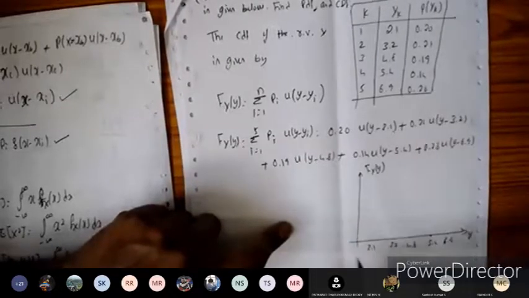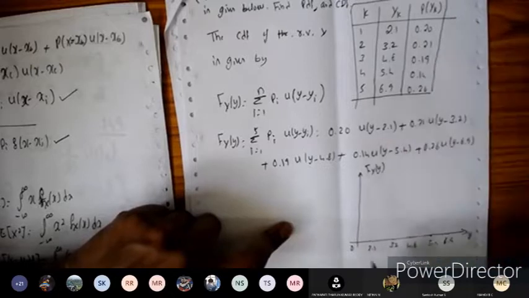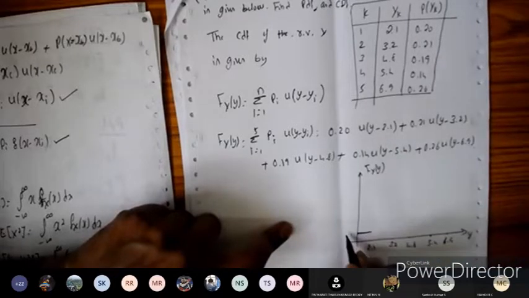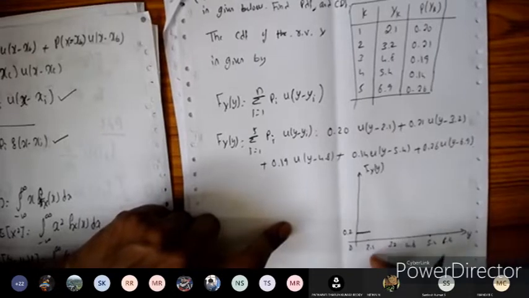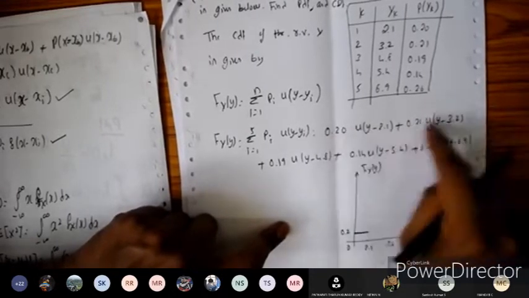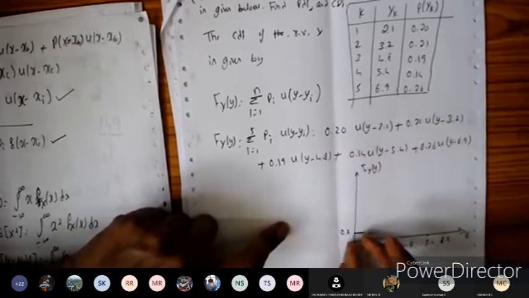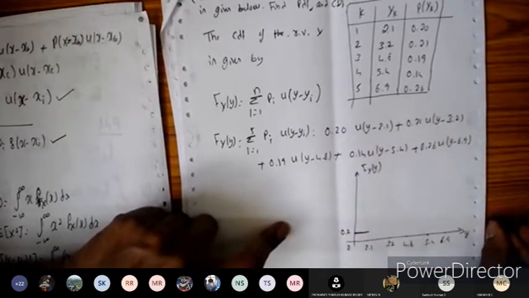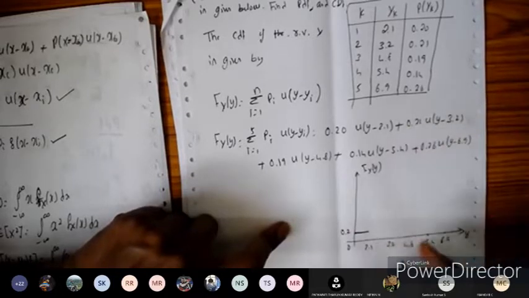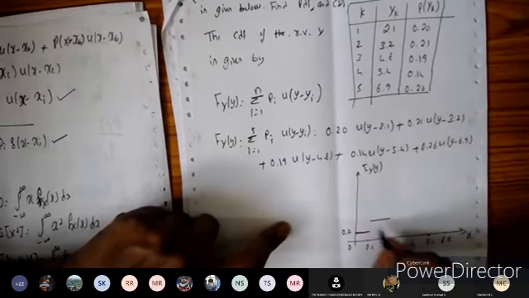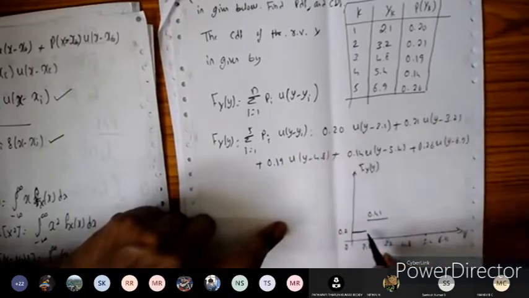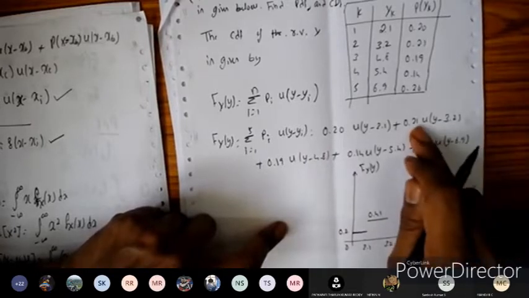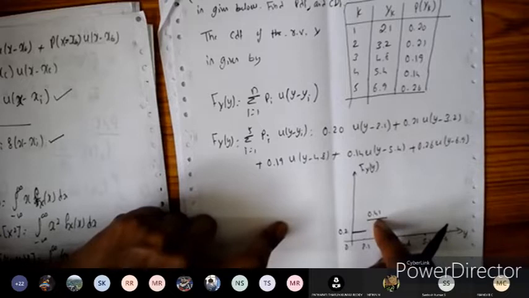From 0 to 2.1, the value is 0.20. Then 0.21 is added to this, because the curve continues like this. With another unit step function, 0.20 plus 0.21 becomes 0.41.